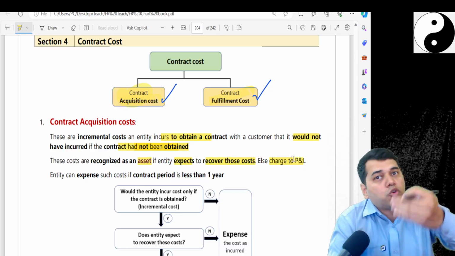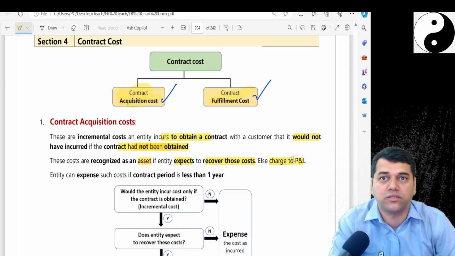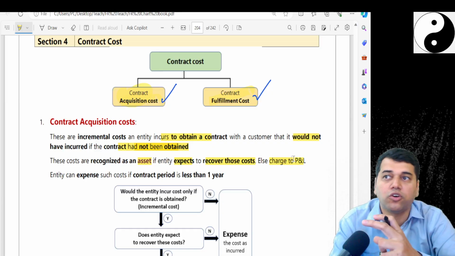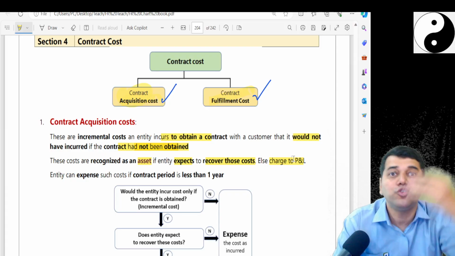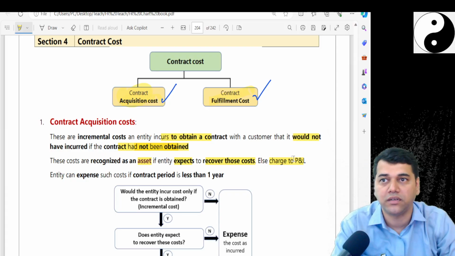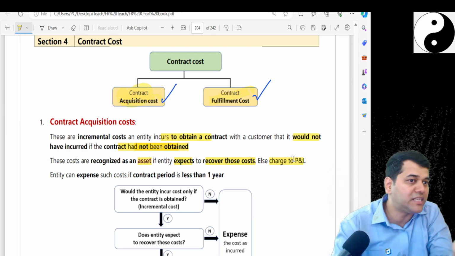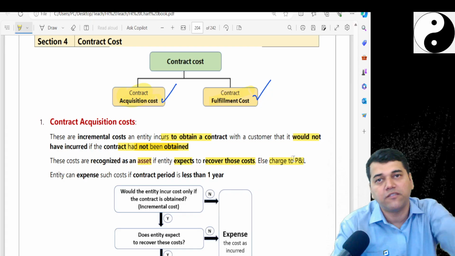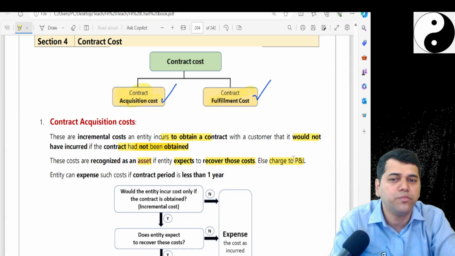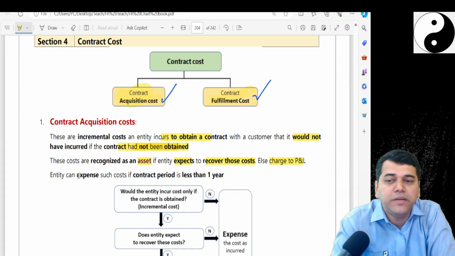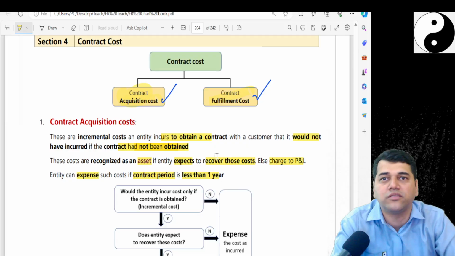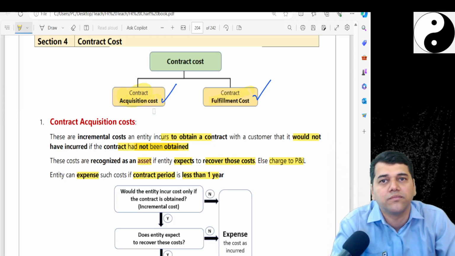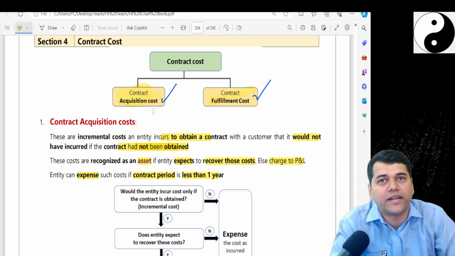Why? Because this contract may run for 2-3 years. The contract acquisition cost is similar to your transaction cost, which you amortize, you don't recognize it immediately. But if you think that you may not recover the money from the customer, then you charge it to the P&L account. And the expedient is, if the contract is less than 1 year, then there is no question of amortization. Charge to P&L account. Understood the contract acquisition cost?